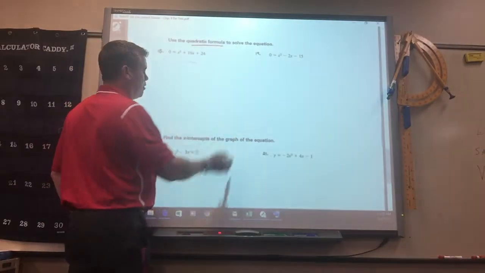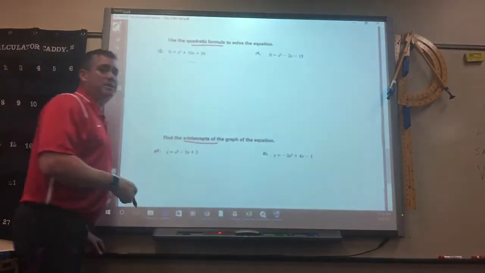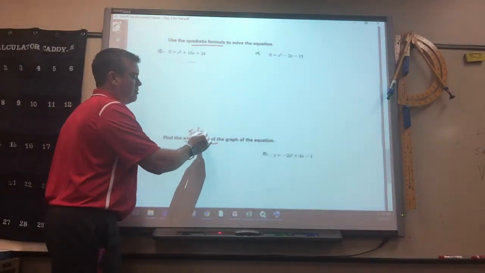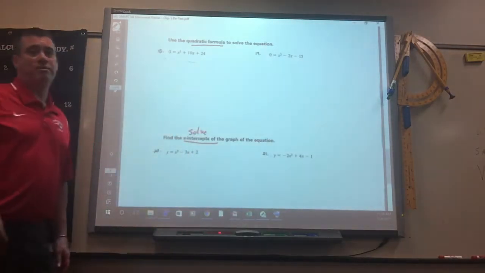Okay, then the last page: use the quadratic formula and find the x-intercepts. It means the same thing. X-intercepts is to solve. So you do the same for all four of these.